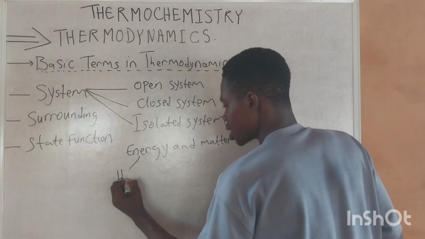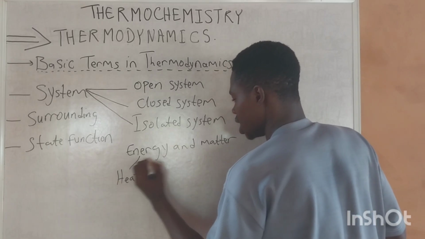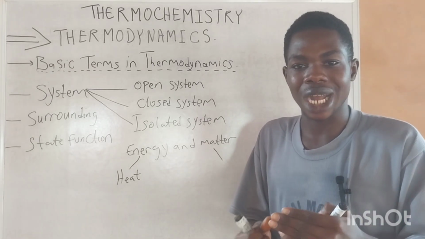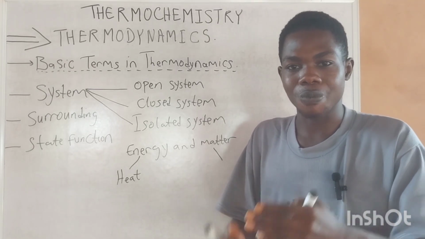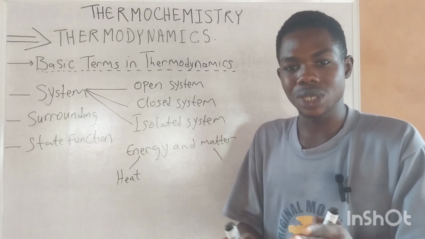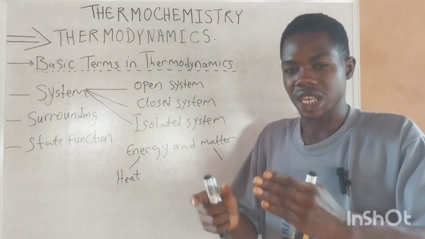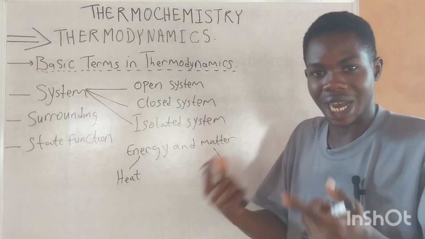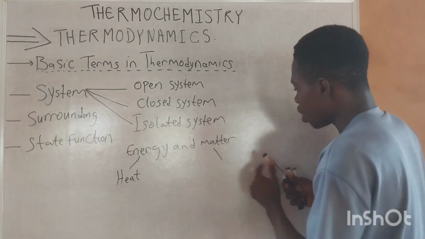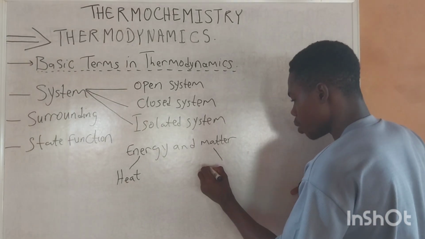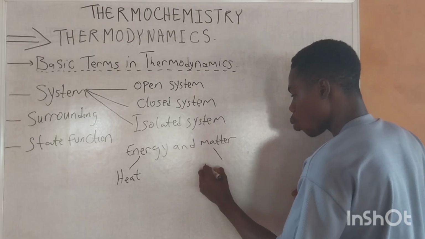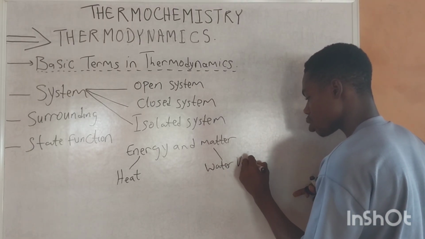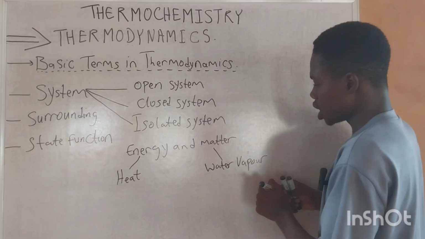So heat can also take the position of this energy. Matter is anything that has mass and occupies space. Then we talk about states of matter, where we have the solid, the liquid, and the gas. But our major focus is on the gas. Water vapor is also a gas. So this matter can also be water vapor.